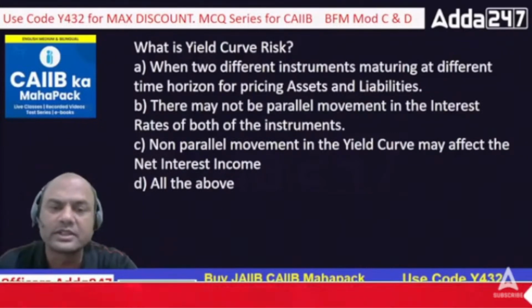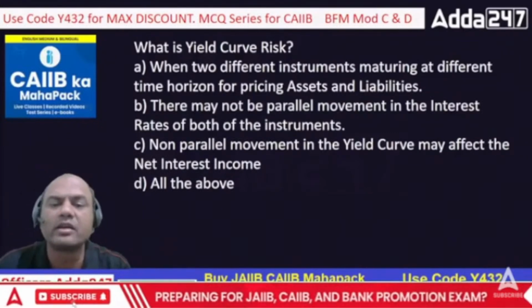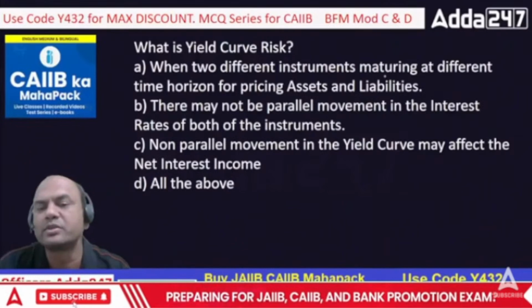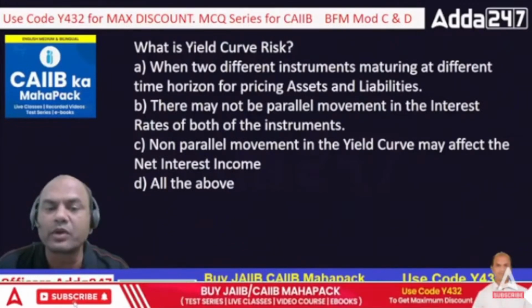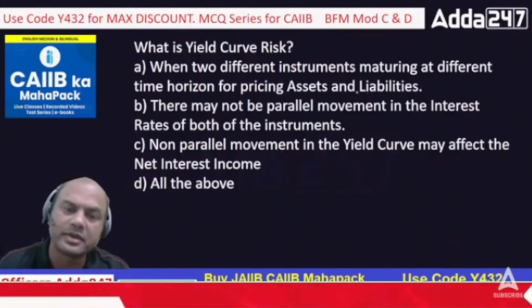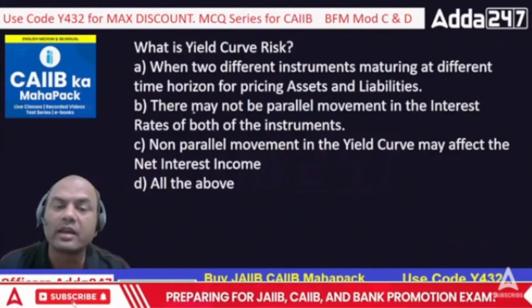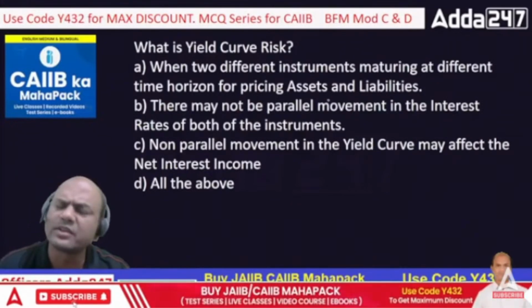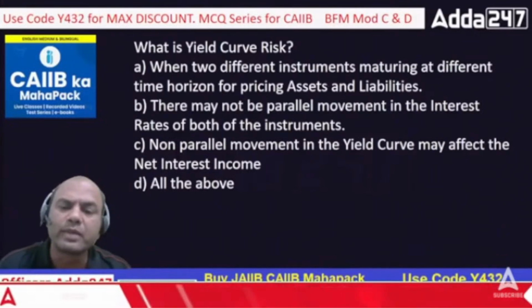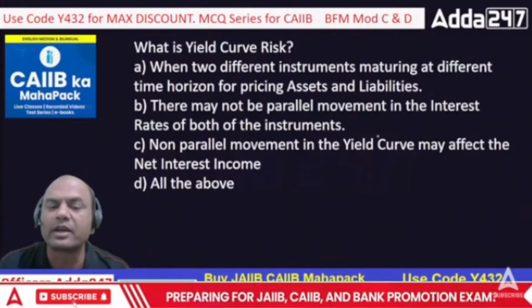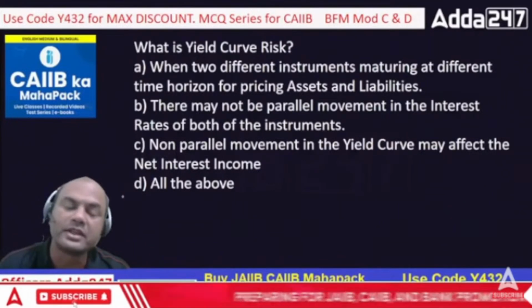Yeah, what is the second option over here? What is the yield curve risk when two different instruments maturing at different time horizons for pricing assets and liabilities? There may not be parallel movement in the interest rates in both the instruments. Just now we saw this, the 10 years and 3 months, right? Non-parallel movement in the yield curve may affect the net interest income and all of these.